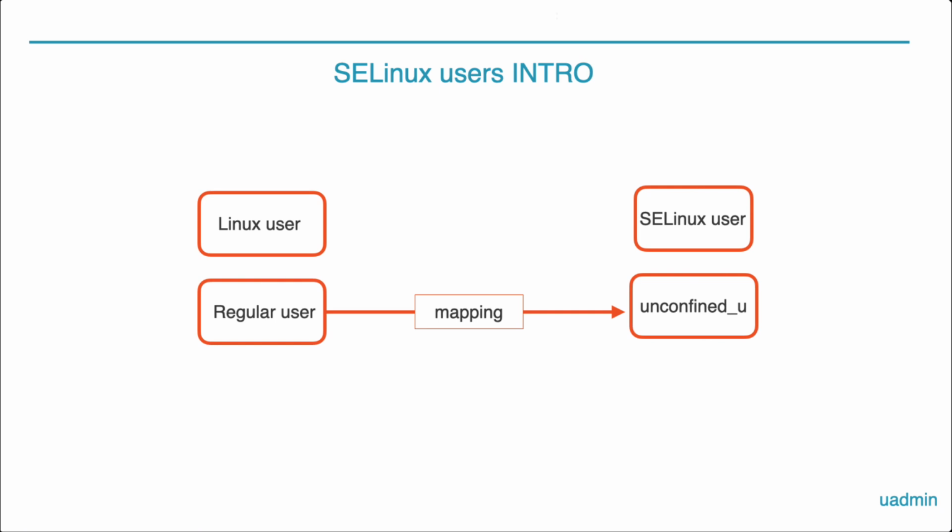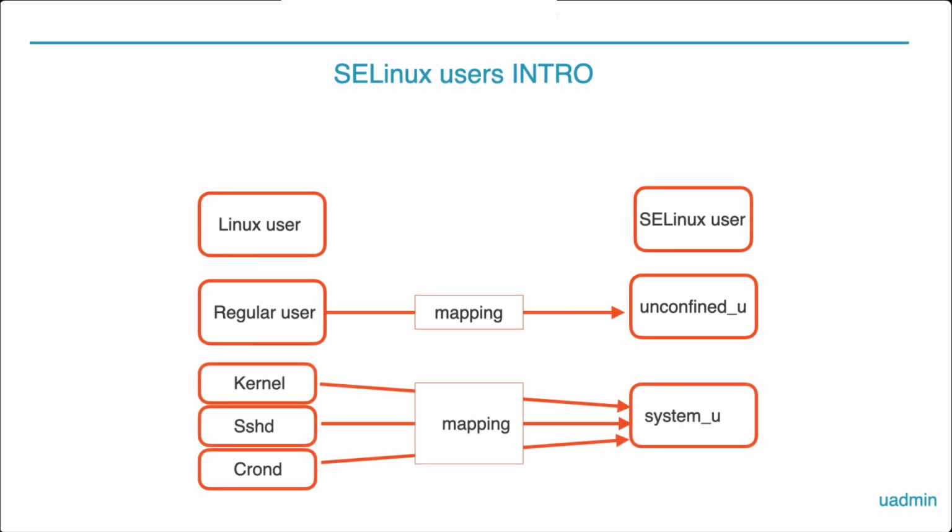Now next to this unconfined user, there's also a system user, or system_u. Kernel processes and important daemons like sshd, crond and others are mapped to this system user. Next to the unconfined user and the system user, there are some more SELinux users. But by default, if you run SELinux targeted, then you will only see mappings to system_u and unconfined_u.